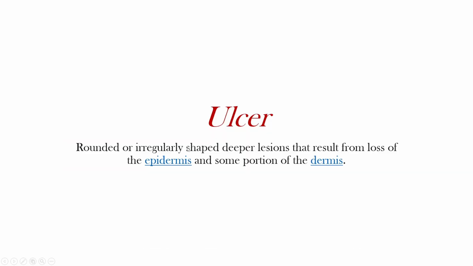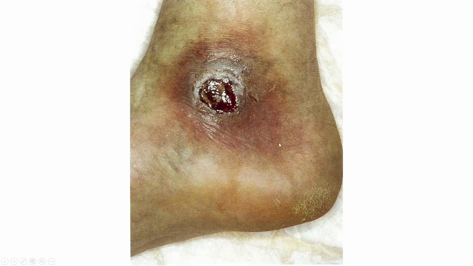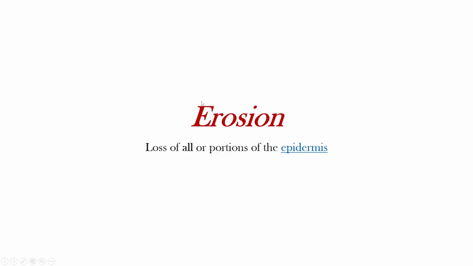Then we will have the ulcer. It's a rounded or irregularly shaped deeper lesion that is a result of loss of the epidermis and some portions of the dermis. I'm sure everyone knows the ulcer and saw it before. So we will lose some tissue, the epidermis or the dermis. This is an ulcer. This is also an ulcer.